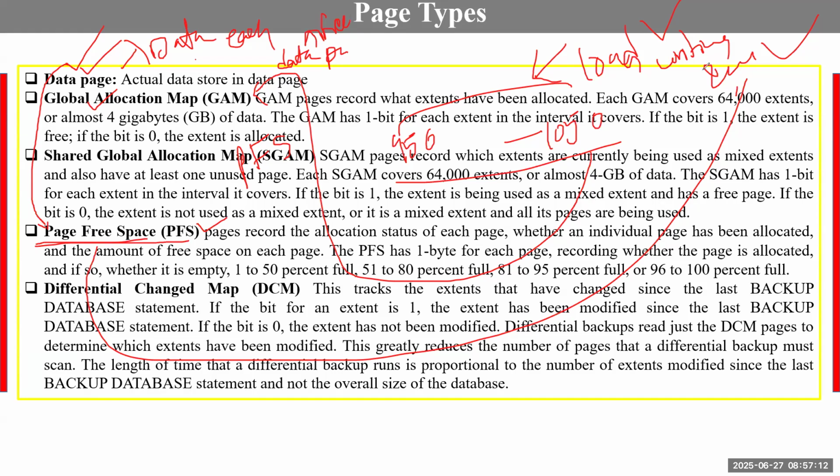So first, when you are loading the data, it will go to the PFS page and verify whether any pages mapped to this operation contain free space. First, it will try to load the data there. For example, the PFS page tracks 1 to 50% free, 51 to 80% free, 81 to 95% free, 96 to 100% free. This is how it is tracking internally.